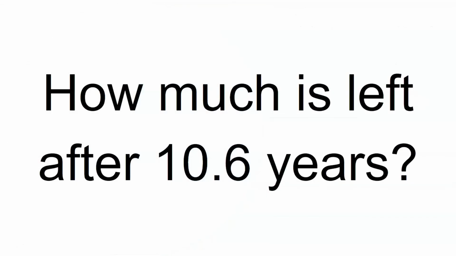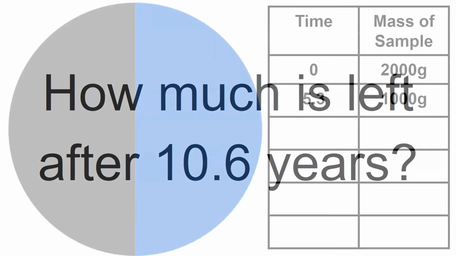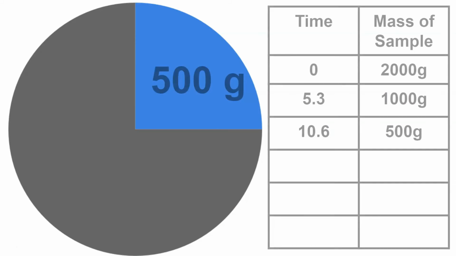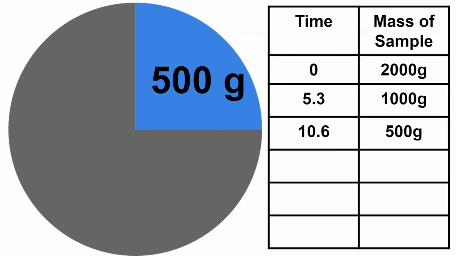Let's take a look at another example. How much is left after 10.6 years? This is another half-life cycle. We have 1,000 grams left after 5.3 years. What happens after another 5.3 years? It's going to be 500 grams. You guys get the idea? Every half-life cycle, 5.3 years, half of the remaining sample will have decayed.